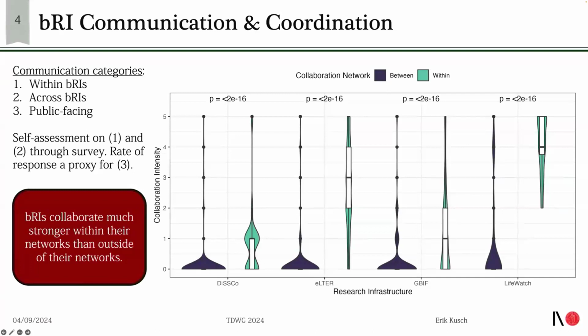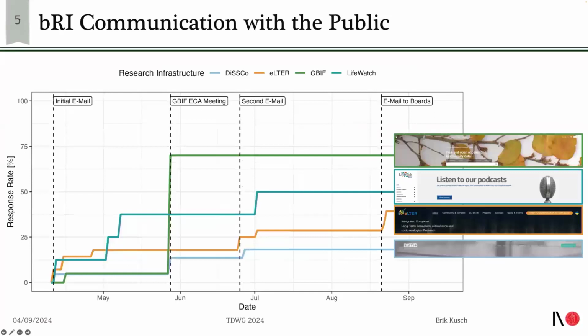But you might now be wondering, what about the response rate towards the public? And for this, I unfortunately don't have terrific news, as you can see here graphed out over time with milestones of the initial email inviting responses to the survey, as well as a second email, and finally a third email sent to the boards of each individual bio-RI. We find very middling response rates, indicative of not very well established communication lines towards the public, where GBIF is only leading the pack because I was present at an in-person meeting of GBIF European node staff, who I could actually sit down and have answer the 10-minute duration questionnaire that I have put together.